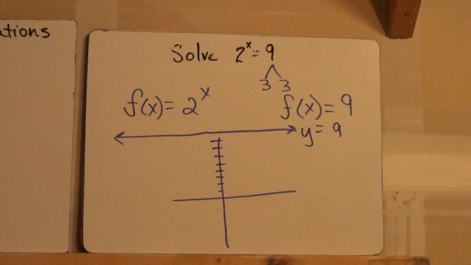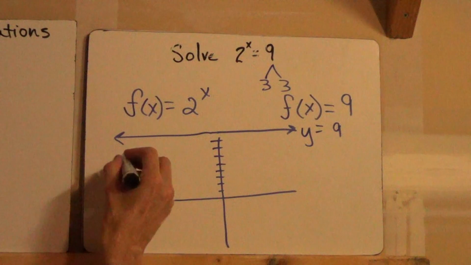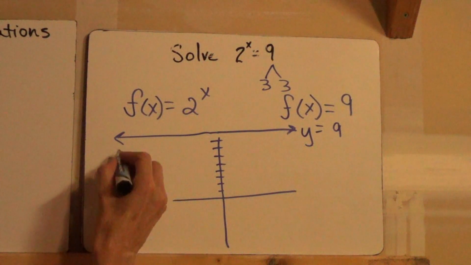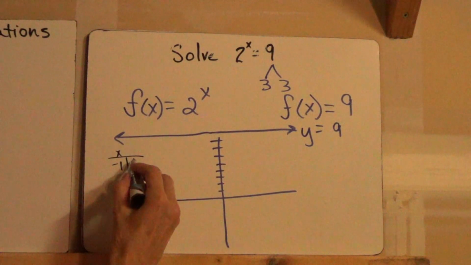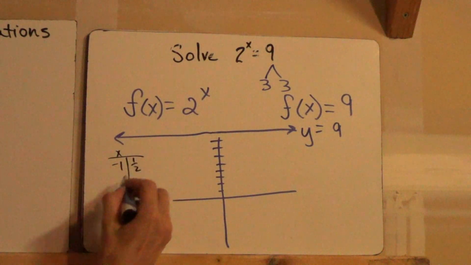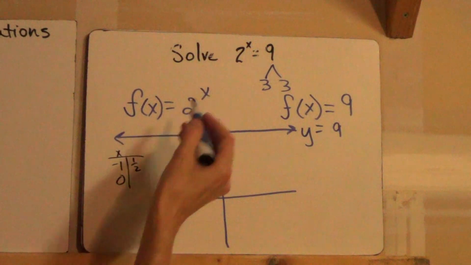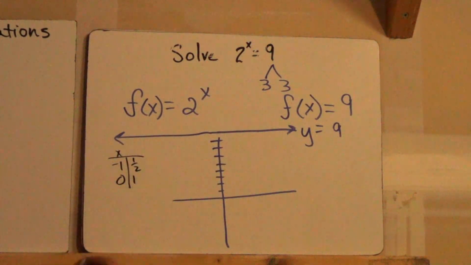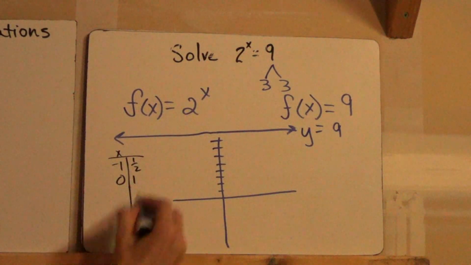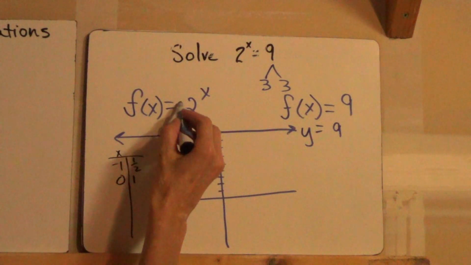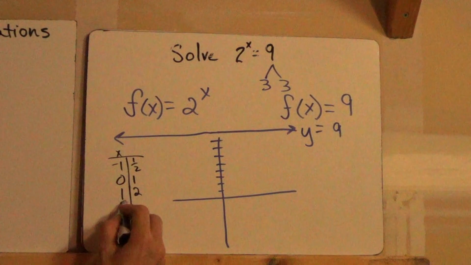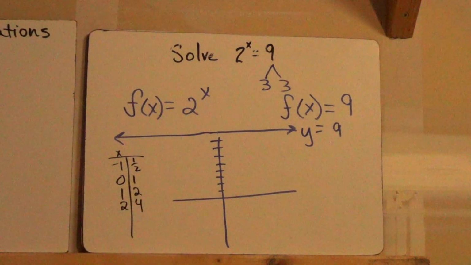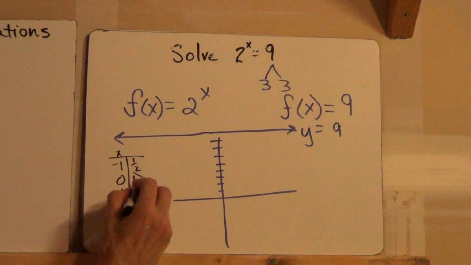Now, f of x, 2 to the x, if you need to make a t-chart, do so. When x is negative 1, that would be 2 to the negative 1. That would be 1/2. And x is 0, 2 to the 0th is 1. Remember, this is your b value. Your a value is 1 out here. 2 to the 1st would be 2. 2 squared would be 4. That's enough to plot your points. Just plot them just like this.